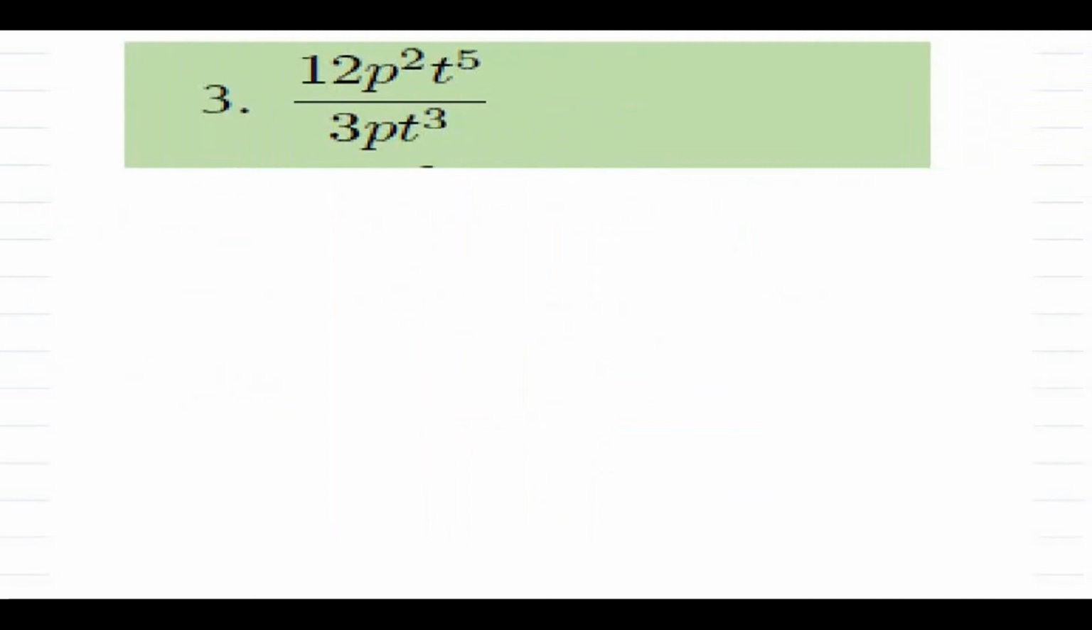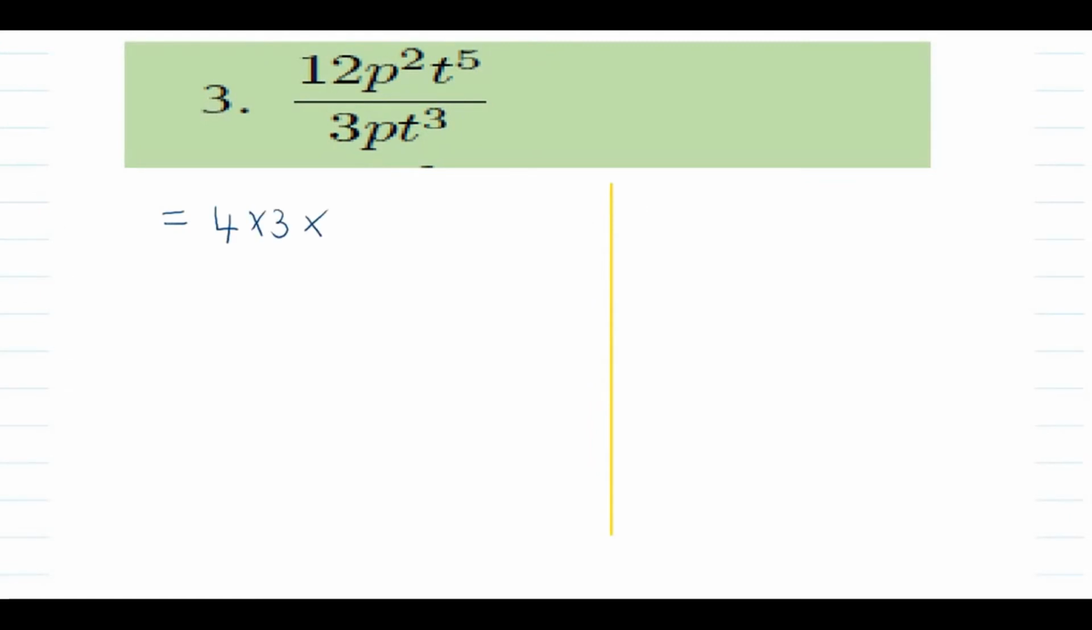Okay, let's look at question 3. I'm going to use the two methods to show you how you can solve this question. The first one is just writing it out. How can you write out the 12? We can write out the 12 as 4 times 3, so 4 times 3 is equal to 12.